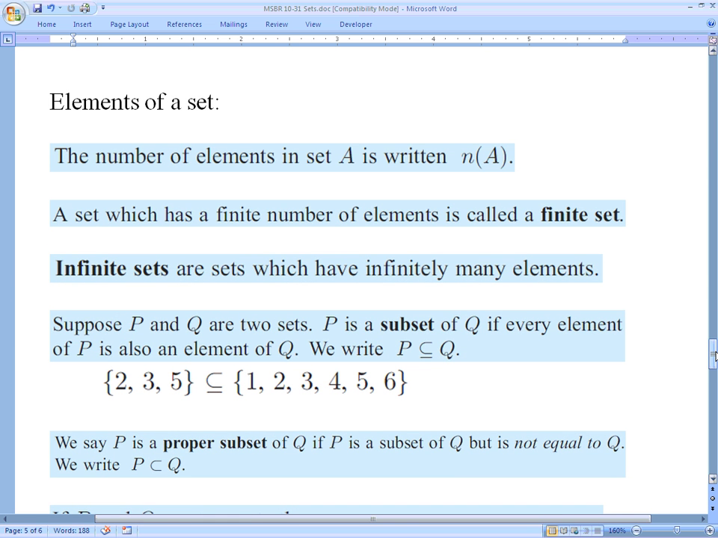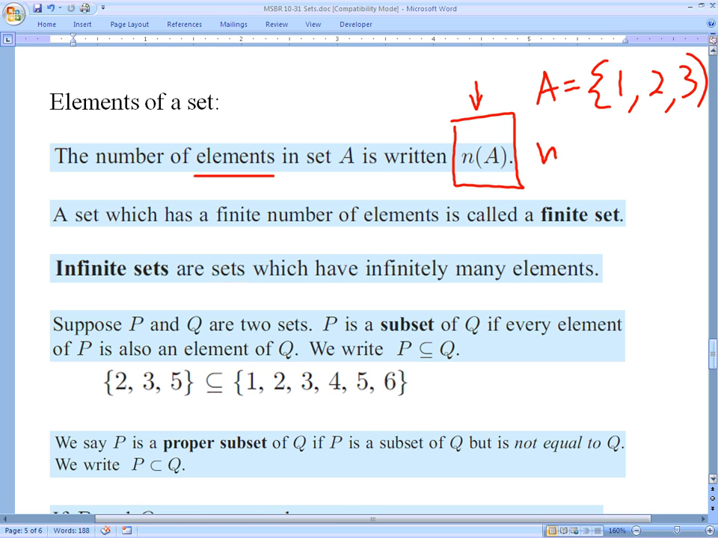I think this is our last set of terms, talking about elements of a set. The number of elements of a set, we saw this in our probability chapter. You put an n in front of the set name, and so the number of terms in set A would be abbreviated this way. So let's say A was the set 1, 2, 3. Then n(A) equals 3, because there were 3 numbers in there.